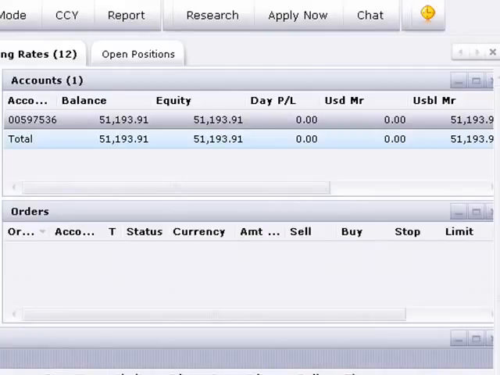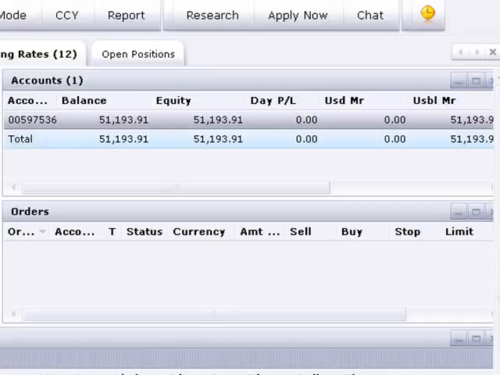The first column is the Accounts column. This lists your account number, and if you were trading multiple accounts, the other accounts you were trading would be listed here as well. The Balance column. This lists the amount of money in your account, not including any profit or loss on open positions. The Equity column. This lists the amount of money in your account, including any profit or loss on open positions. Day P&L. This is the gain or loss on any open positions for the trading day, which begins and ends at 5 p.m. Eastern Standard Time on this particular platform.